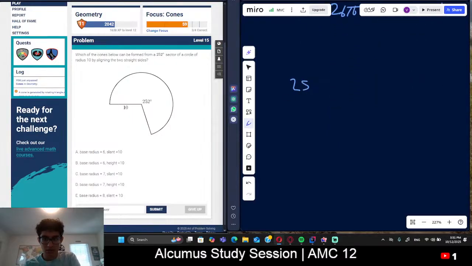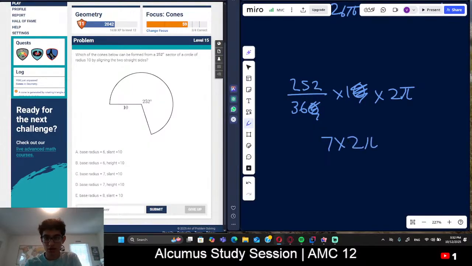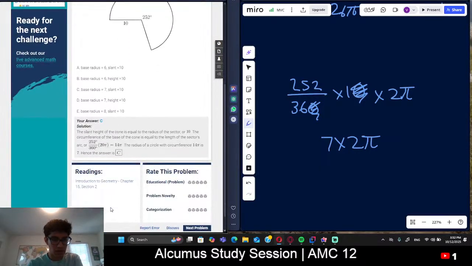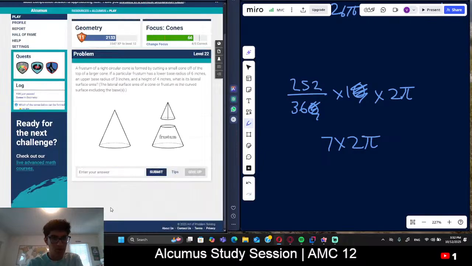252 over 360 times 10. So cancel that out. That'll give you the total circumference of this, right? And then times 2 pi. So what would this be? What is 252 over 360? So 10, 7 times 2 pi. So I think the base radius has to be 7 then. And so it'll be C, right? Yeah, okay. 14 pi. Okay, that makes sense.